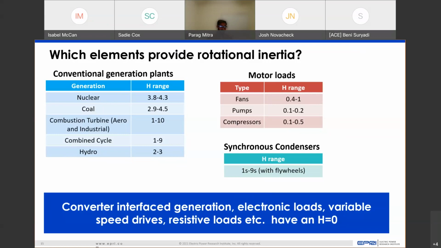There are typically two main categories of combustion turbine. One is what we call the aeroderivative turbines. These are essentially the gas turbines that are hanging on the wings of a Boeing 777.